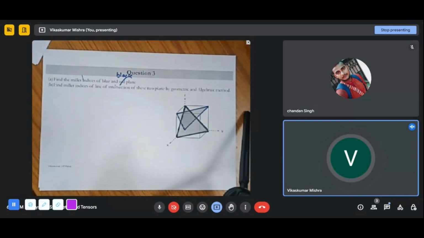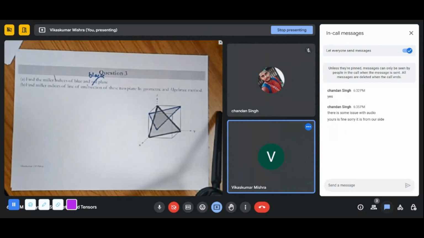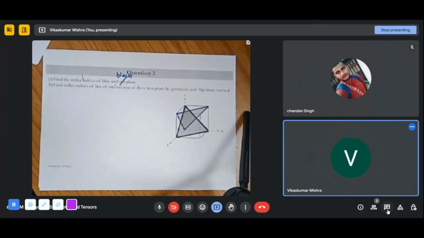So for the first case, let us say we are going for the black one. Okay, sorry, I did not see any comment. There were a few comments. Okay, yeah. So let's start with the blue one first. Sorry, let's start with the black one first.